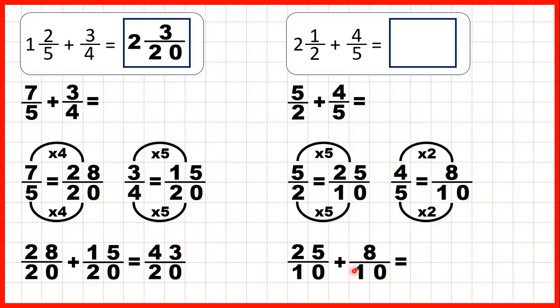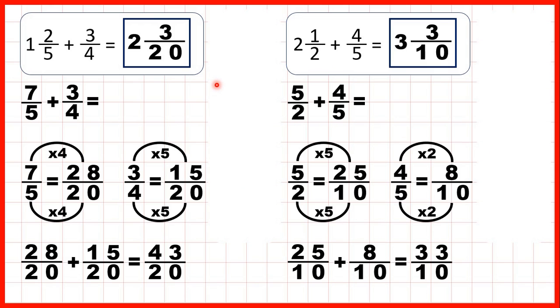So now that the denominators are the same, we can add our fractions. The denominator stays the same in our answer, and 25 plus 8 is 33. So our answer is 33/10 as an improper fraction, but we can turn that back into a mixed number by dividing. 33 divided by 10 is 3 remainder 3, and the denominator stays the same, so that's 3 and 3/10. And we can check that because 3 times 10 is 30, plus 3 is 33.